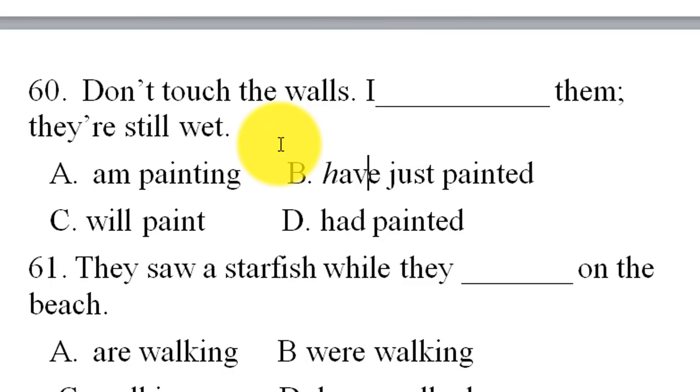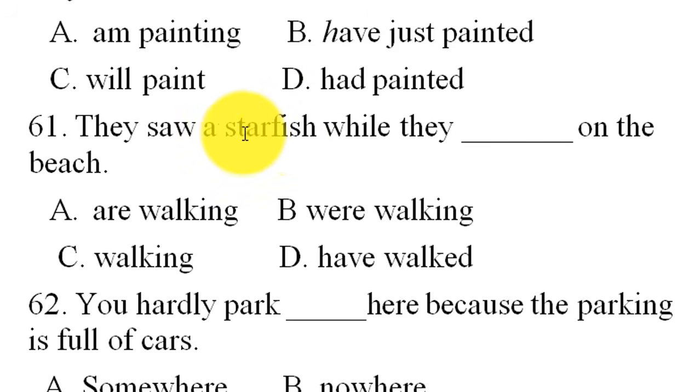Perfect means this, in short. They saw a starfish while they blank on the beach. Are working? Does present continuous go with simple past? No, wrong. Were working, past continuous goes with past tense, right? Have worked, present perfect, goes with it? No. So the answer is were working, which is past continuous here.